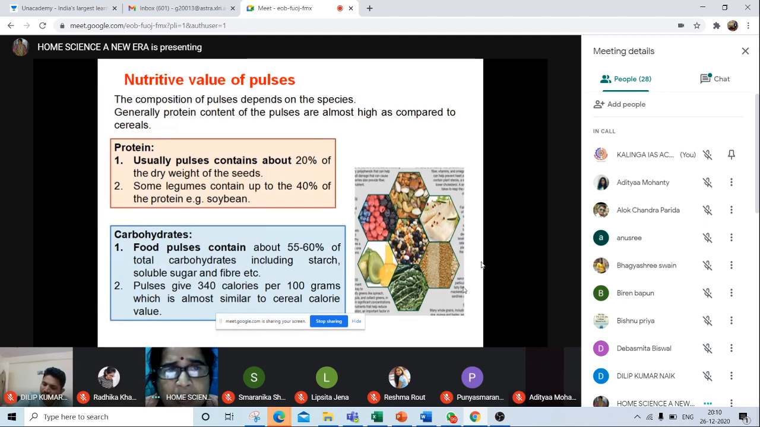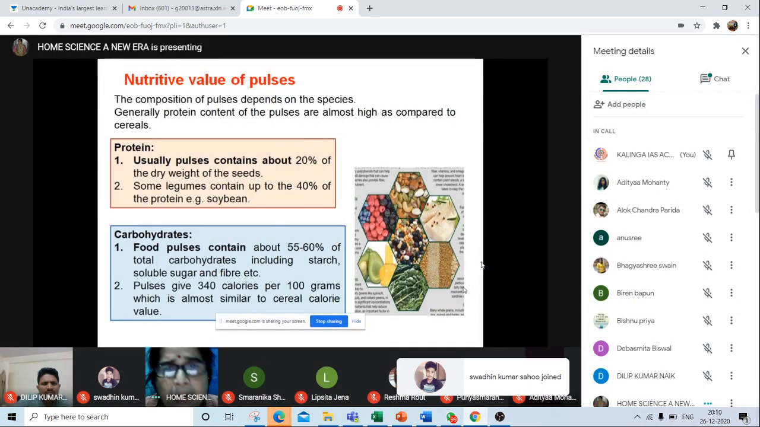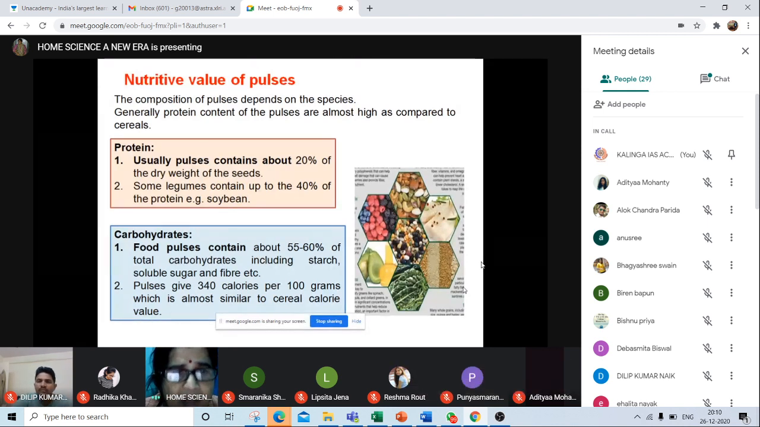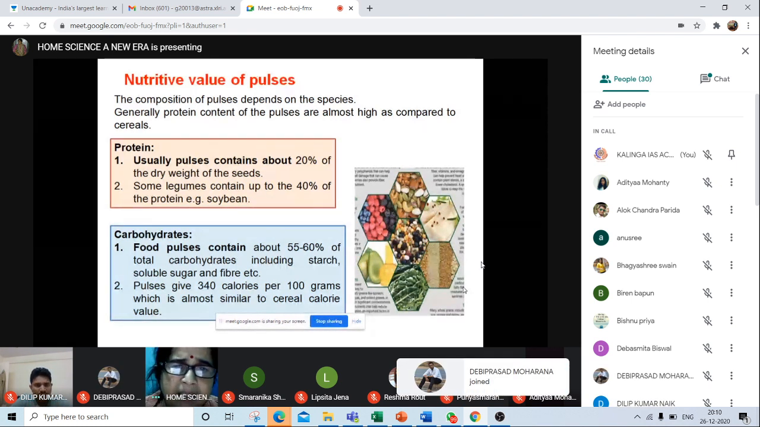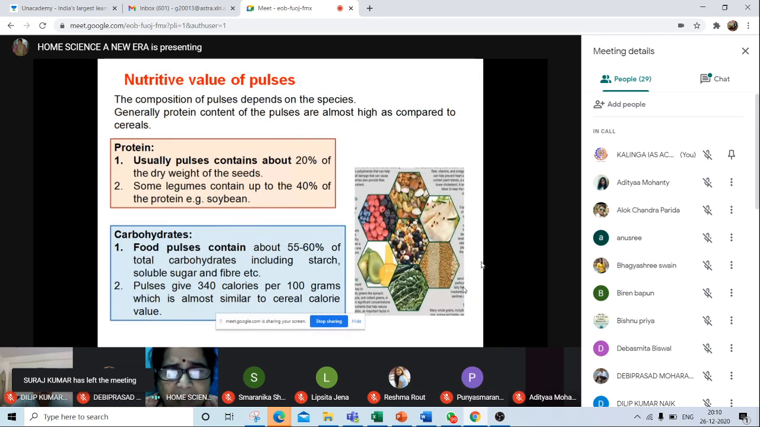Usually, pulses contain 20% protein of the dry weight of the seed. Some legumes contain up to 40% protein, that is soybean. That's why instead of meat, we take soybean or meal maker in our diet. Then second, carbohydrates. Pulses contain 55 to 60% total carbohydrates, including starch, soluble sugar, and fiber. Pulses give 340 calories per 100 gram, which is almost similar to the cereal calorie value. Already you have studied, 100 gram of cereal gives you 320 to 360 kilocalories in our diet.